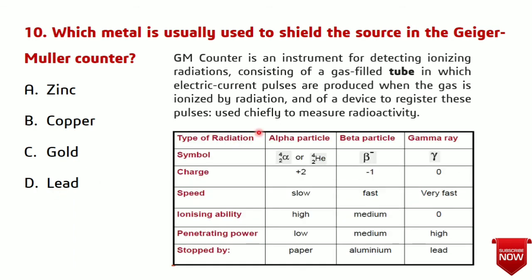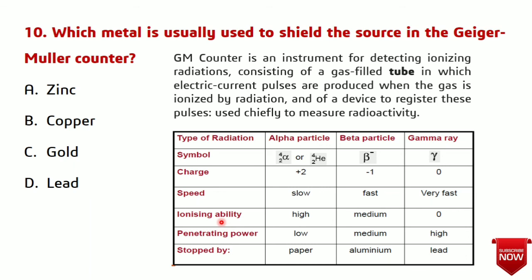So here I have given some differences between the alpha particle, beta particle and gamma ray. For the type of radiation, alpha, beta and gamma, the symbol for alpha is He with mass 4 and atomic number 2, similar to helium. For the beta particle, beta minus, negatron, and gamma ray. The charge for the alpha particle is +2, for the beta particle is -1, and for the gamma ray there is no charge, it is neutral. And speed: the alpha particle is very slow, the beta particle is somewhat fast, and the gamma ray is very fast.